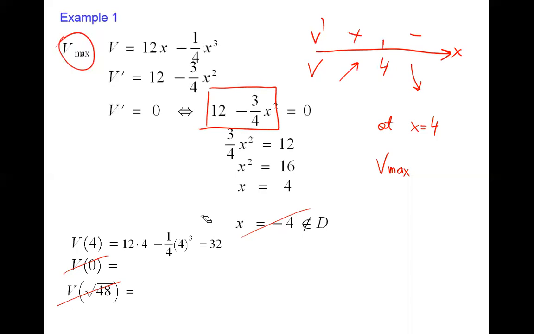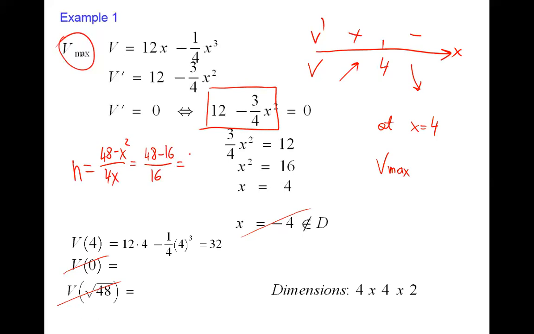However, let's check what the question was: find the dimensions. That means this will be x and x, length times width, and the height. I can compute the height because height was given as 48 minus x squared over 4x. That means 48 minus 16, 4 times 4, and 32 divided by 16 is actually 2. That means h is 2 with x being 4.